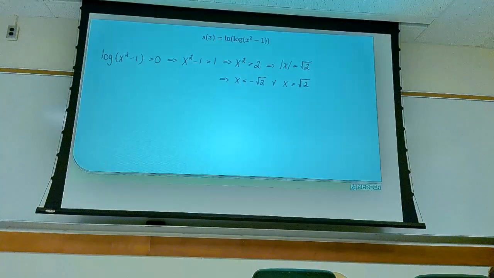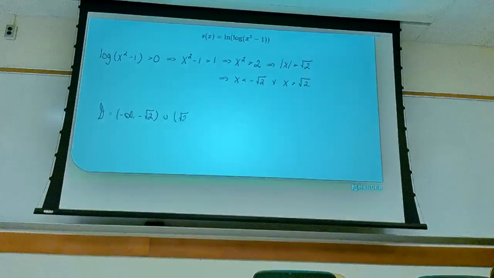But x squared minus 1 also has to be larger than 0, right? Yeah. But we just said that x squared minus 1 had to be greater than 1, so it's already guaranteed. So I'm not even going to look at it. That would be our domain.